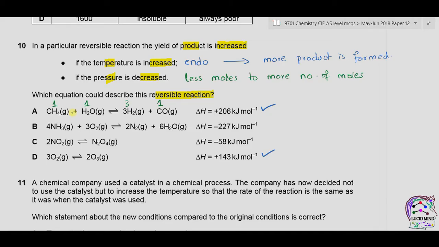So therefore the reaction will move from less number of moles to more number of moles, or we can see that more product is formed. So therefore the yield of product is increased. So A is correct for both options. For part D, we can see that we have more number of moles of reactant and less number of moles of product. So the reaction will move in backward direction upon decreasing pressure. So therefore the yield of product will decrease. As we are looking at the increased yield, so therefore D is incorrect. Correct answer is therefore A.